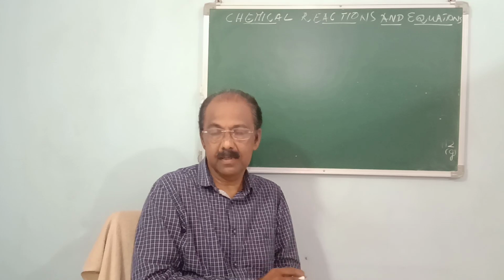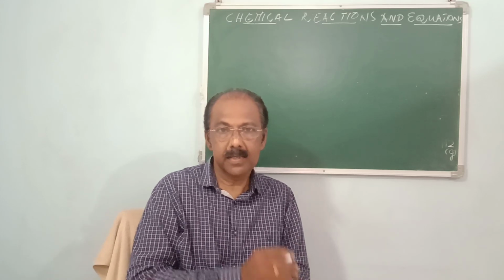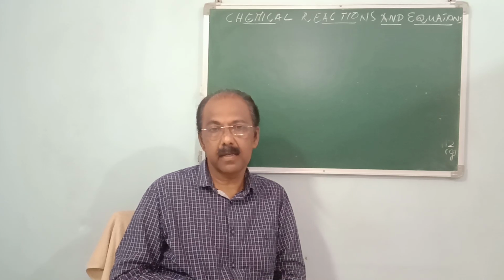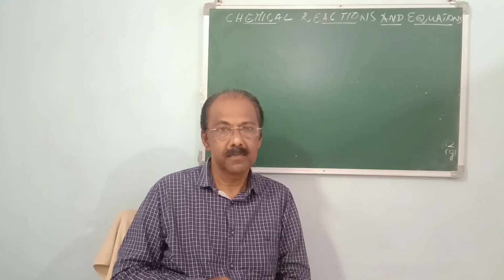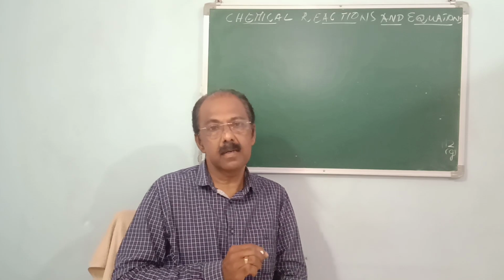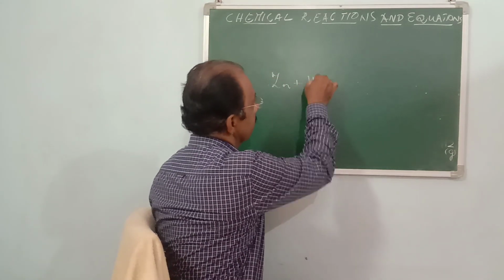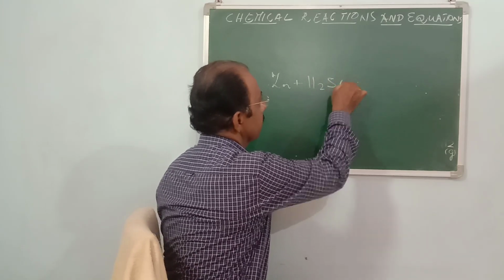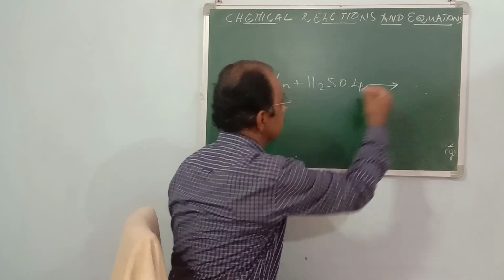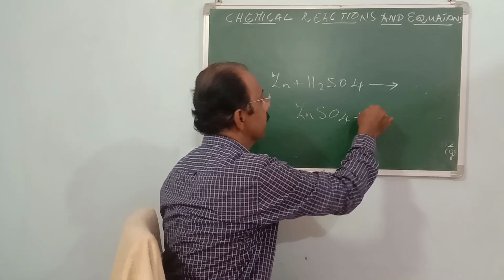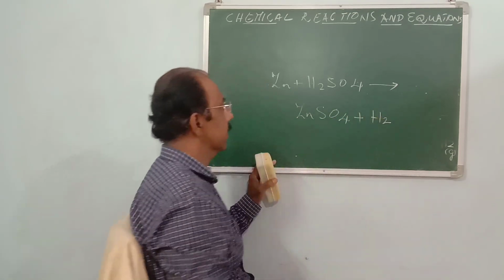In the third activity, we learned that when zinc granules are added to sulfuric acid, zinc sulfate and hydrogen gas are evolved. So when you write the skeletal equation, Zn plus H2SO4 gives zinc sulfate ZnSO4 plus hydrogen gas H2.